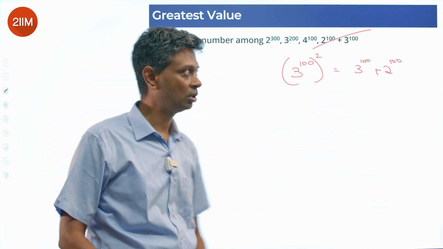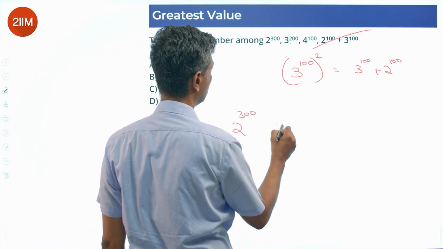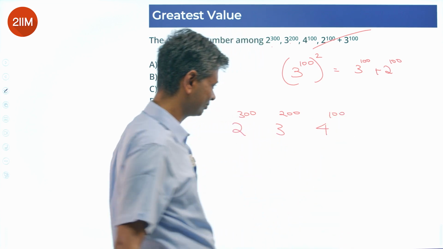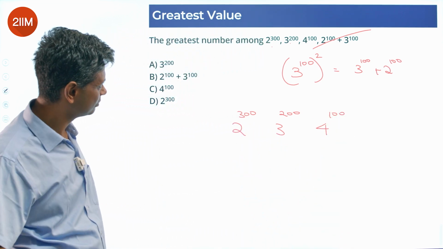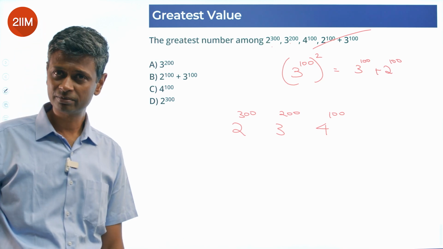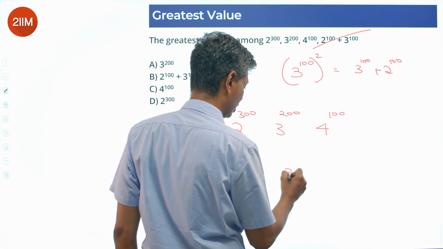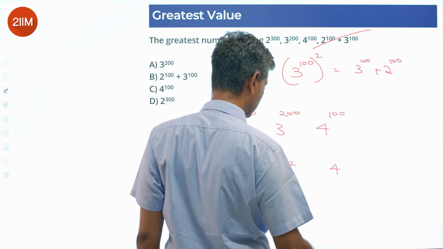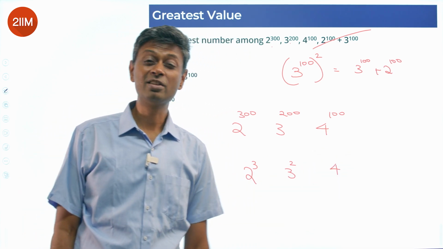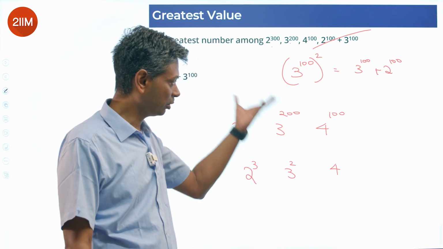We'll forget this. We're effectively comparing 2 power 300, 3 power 200, 4 power 100. Or 2 cube whole power 100, 3 square whole power 100, 4 whole power 100. If I compare this, raising each number to the power 100, all these numbers are more than 1, positive. So I raise them to the 100, it will be fine.